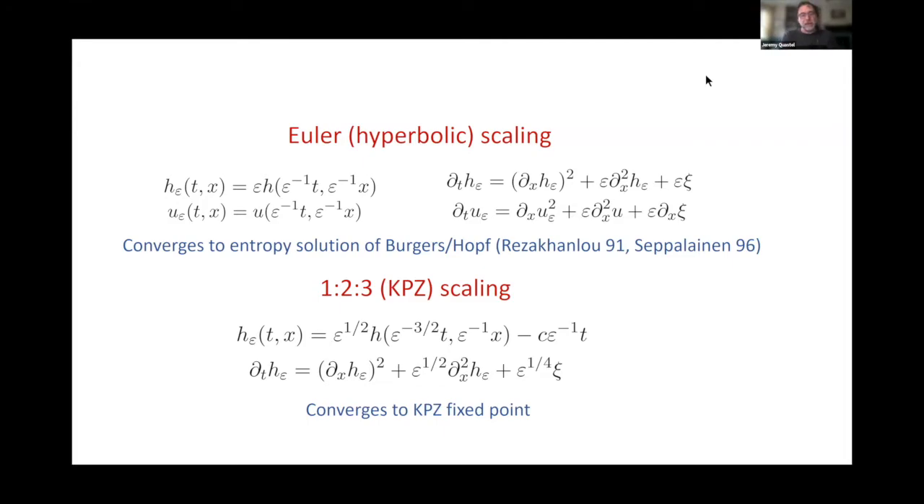So for TASEP, there's a couple of important scaling limits that one would like to try to take. One is the Euler scaling limit, which I think everybody here is familiar with. One can take these limits either in terms of the height function or in terms of the density of particles, which I call U. U, of course, is essentially just the spatial derivative of H. With Euler scaling, one expects U to converge to the Burgers equation. And what solution of the Burgers equation? Well, the entropy solution, and that's known.